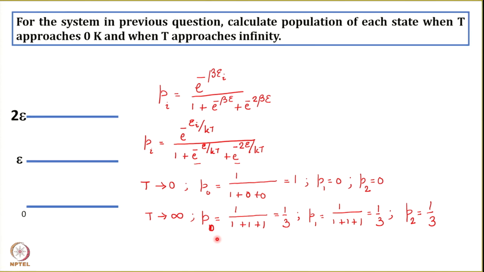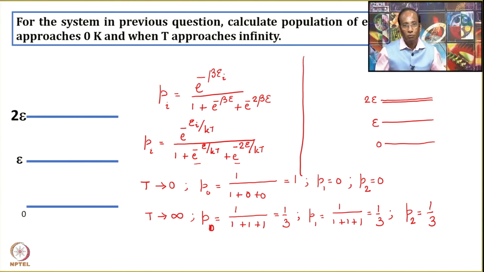Let me introduce one more aspect here, which is basically similar to this question. Now let us take a case not connected with this question. Let us say I have a ground state, a first excited state, and a second excited state, which is doubly degenerate, and this value is 2E. In this case, you should yourself try to find out, when the temperature approaches infinity, what is going to be the fractional population of the ground state, first excited state, and second excited state.